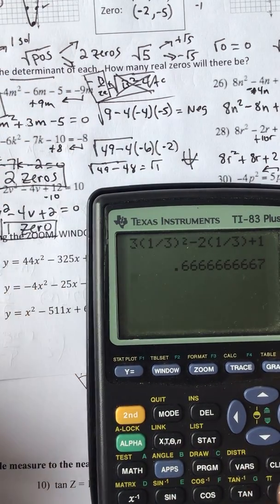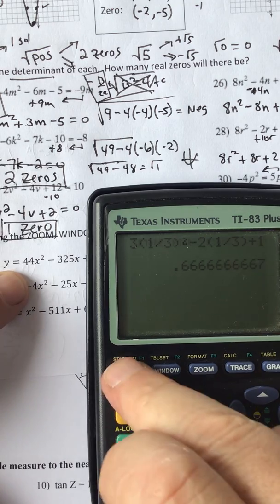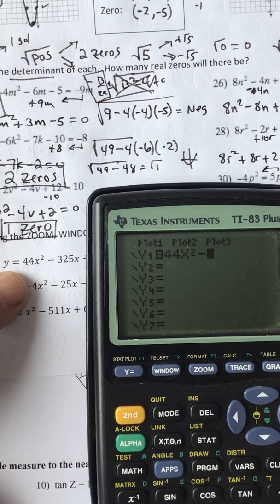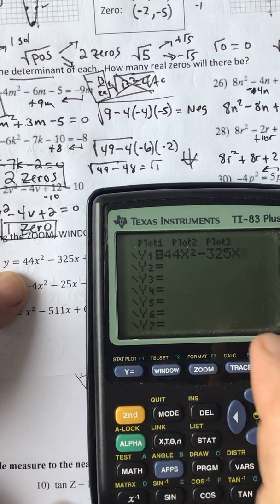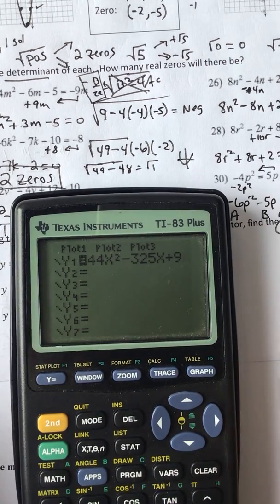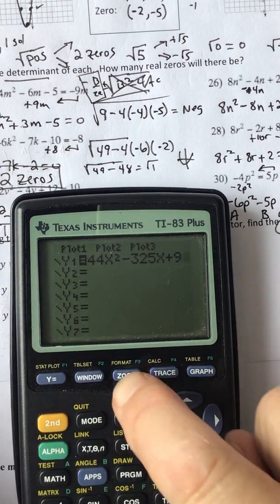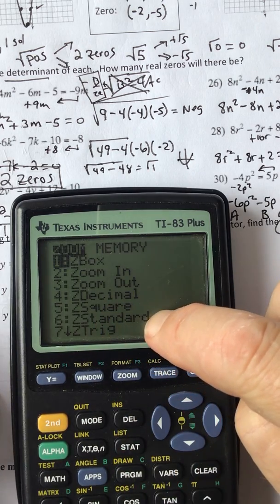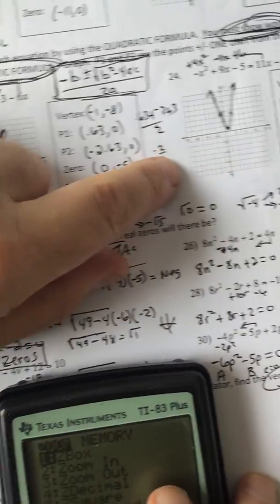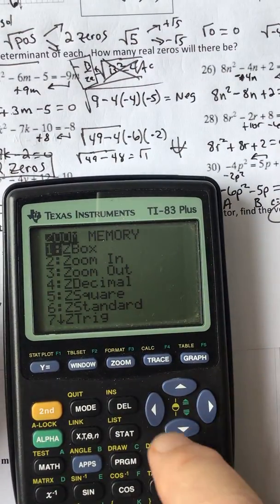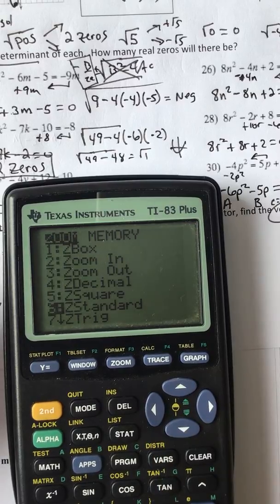Okay, so let's wake up the machine here. So type it in first. Y equals 44x squared minus 325x plus 9. Now I'm going to do zoom number 6 because that will get it onto the 10 by 10 by 10 grid, kind of like these little pictures. It'll put the calculator to a 10 by 10 by 10 grid. So I'm going to go zoom number 6.